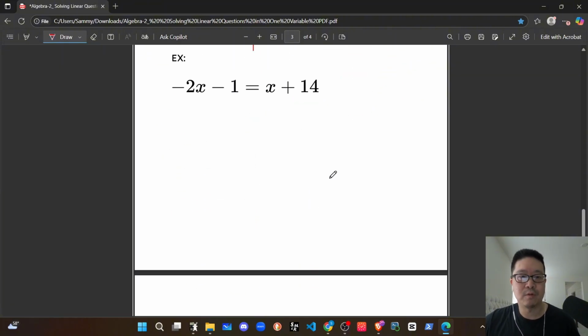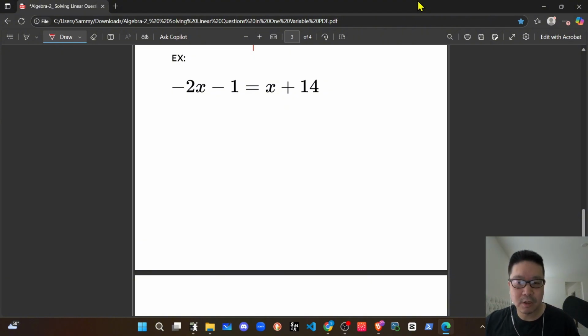Let's try another example. Here we have negative 2x minus 1 equals x plus 14. Now I'm going to give you a couple seconds to pause the video and figure this out on your own if you know how to do it.